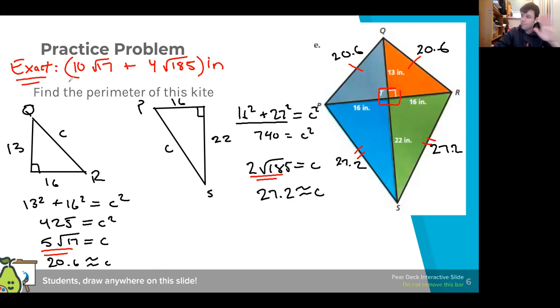Great, but I don't need to do that. I'm going to go ahead and estimate my perimeter using decimals. I have 20.6 plus 20.6 plus 27.2 plus 27.2. Let me just go ahead and do that.